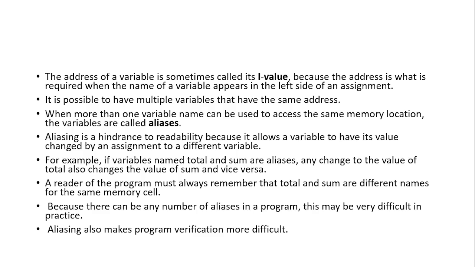If variables named total and sum are aliases, any change to the value of total also changes the value of sum and vice versa. So a reader of the program must always remember that total and sum are different names for the same memory cell. That is the only solution for this problem. The reader must always remember this, because there can be any number of aliases in a program, and this may be very difficult in practice. Aliasing also makes program verification more difficult.